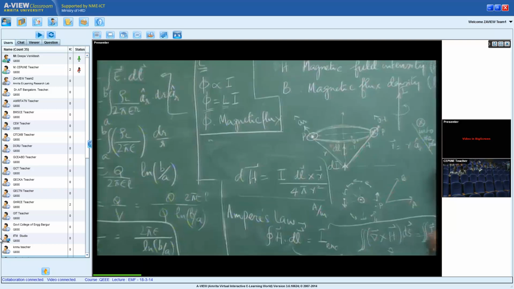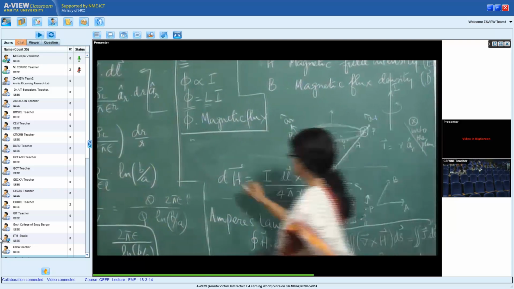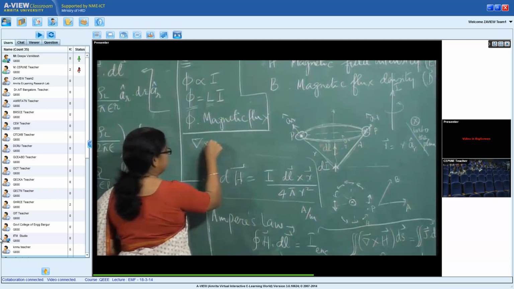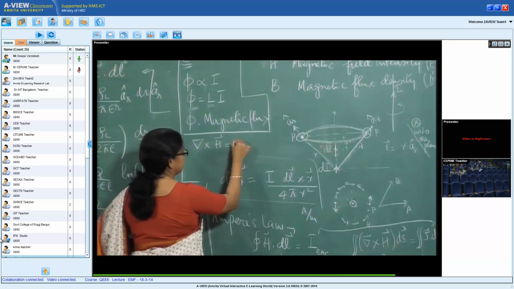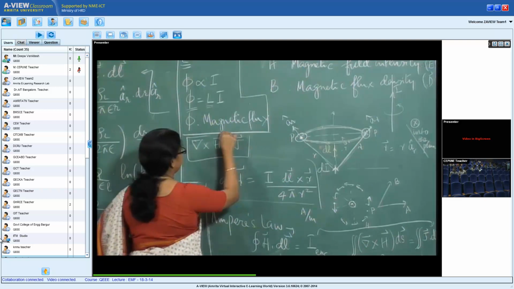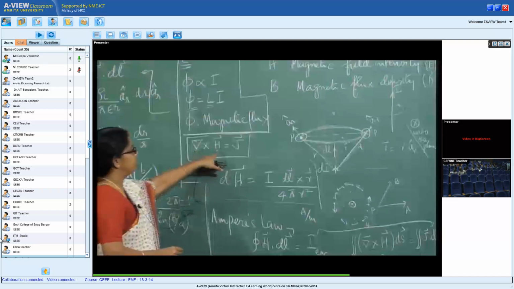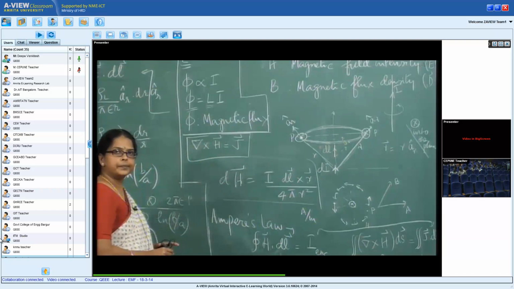So equating these two, if I take the same area, I get del cross H equal to J, which is again one of the Maxwell's equations for magnetostatics. Curl of H is J.